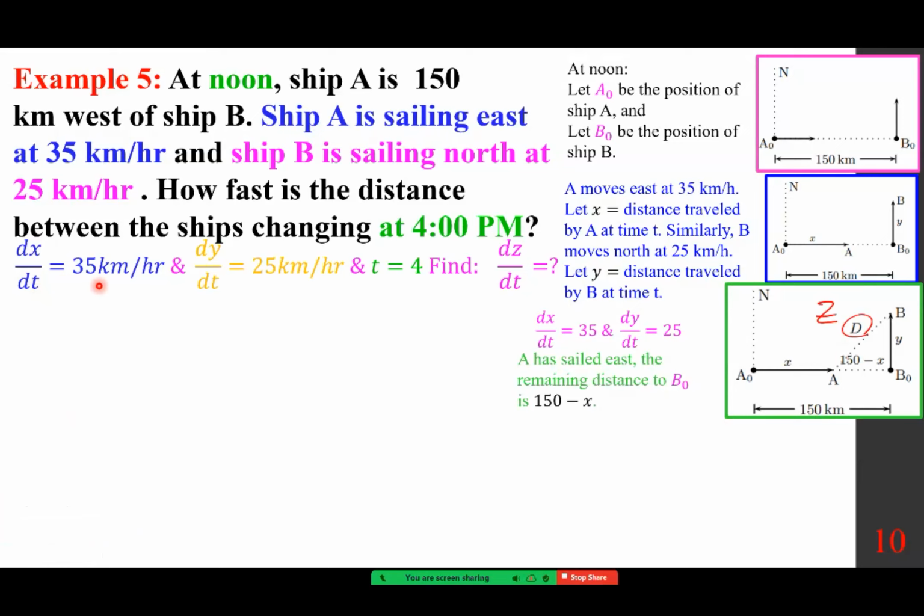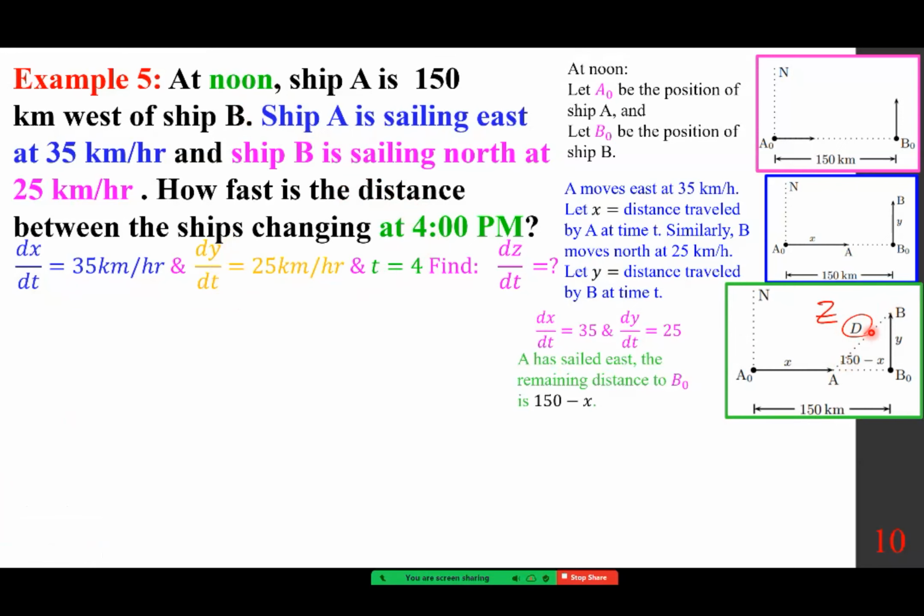So dx dt is 35 kilometers per hour. dy dt is 25 kilometers per hour. t equals 4. Why is t equal to 4? From noon to 4 p.m. We want, and I don't want to use d, so I'm going to call this z. Okay? dz.